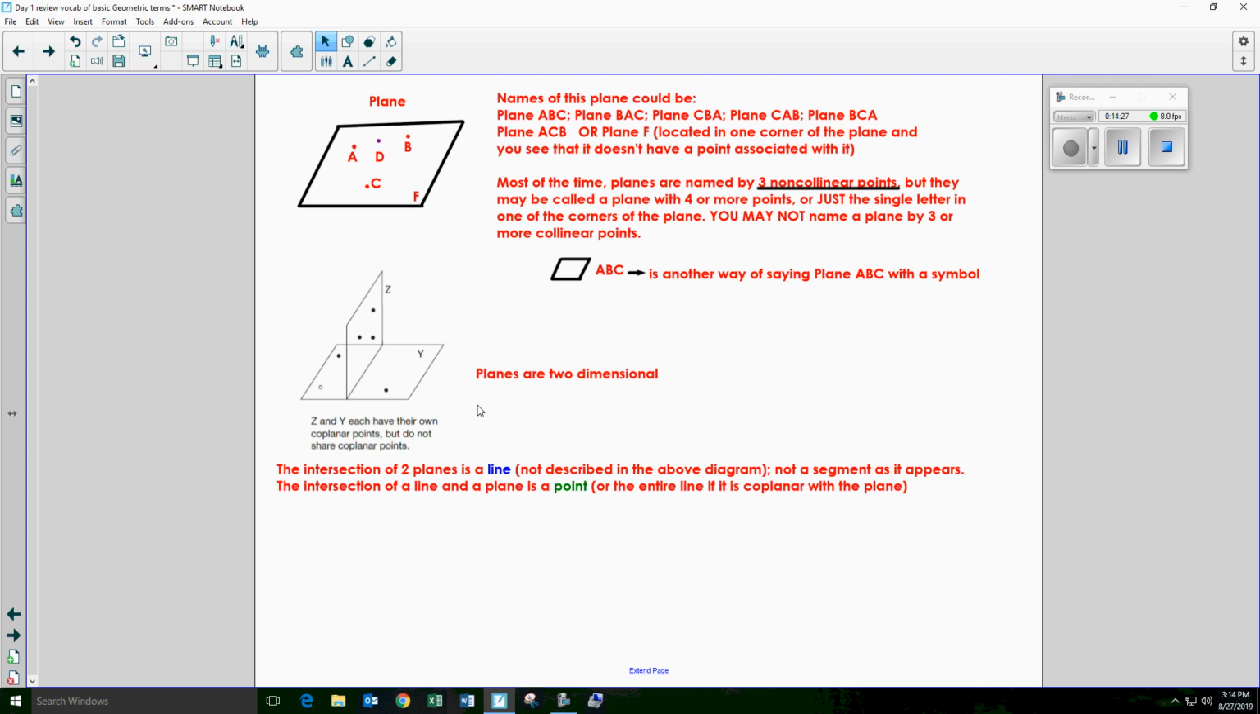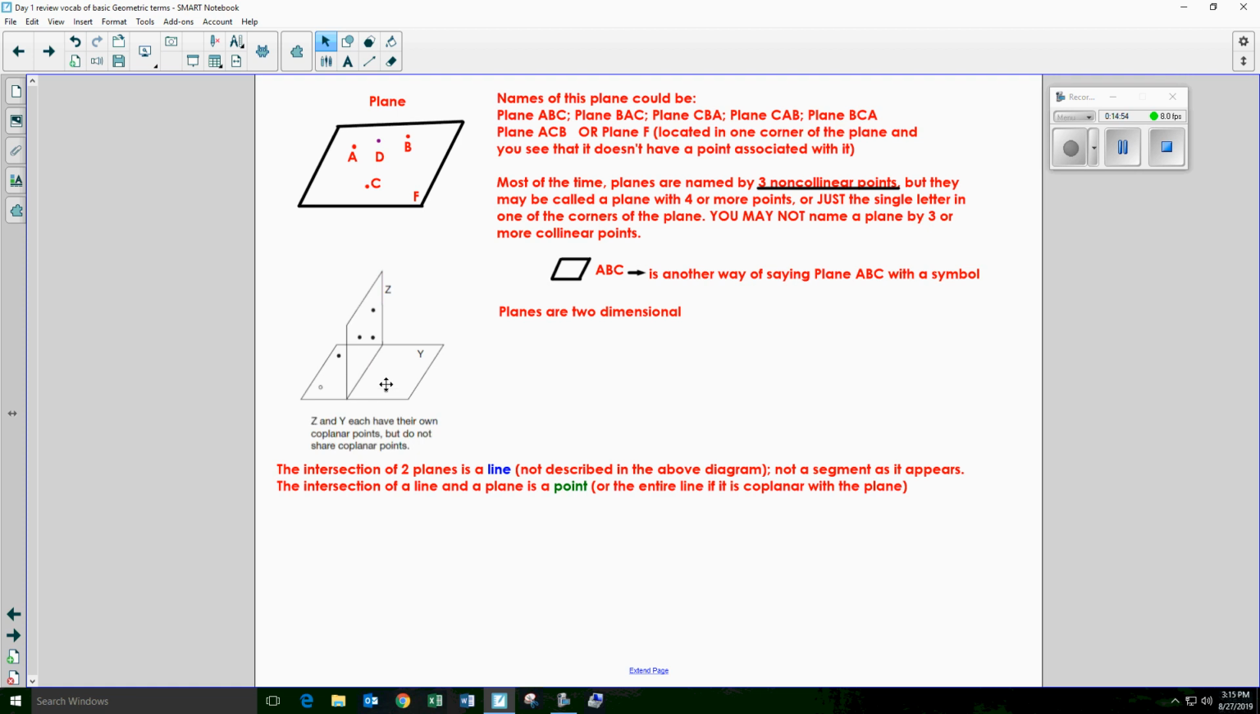Next, as a reminder, I talked about earlier, planes are two-dimensional. Remember, point is zero-dimensional; ray, line, and segment are one-dimensional; plane is two-dimensional; and then space, which we're not going to talk about today, is three-dimensional. All right. And remember, here we have two planes that intersect. Now notice each one has three non-collinear points, so that means it determines a plane.